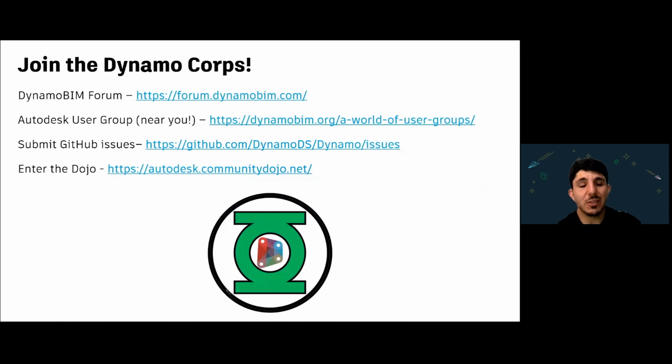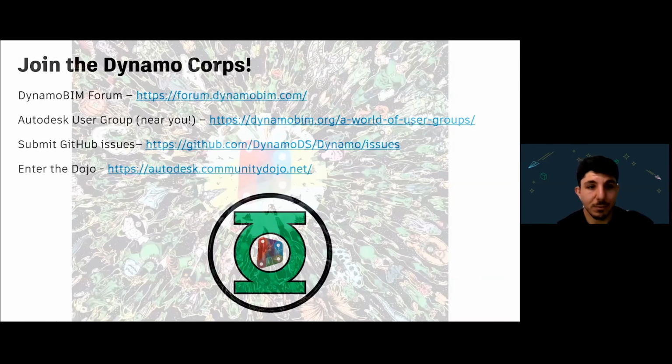And I would recommend anybody who's even half curious, maybe they just want to see what's in there, join the Dynamo Core, join the Dynamo community. There's a BIM forum for Dynamo, the Dynamo BIM forum. There are Autodesk user groups worldwide to check out. You can go to the GitHub site for Dynamo and submit issues and product feature requests you want to see. You can go to Autodesk Dojos. There are all sorts of ways to connect and communicate with the Autodesk community in Dynamo, computational design, you name it. It's all available for you right now. And it's all free.